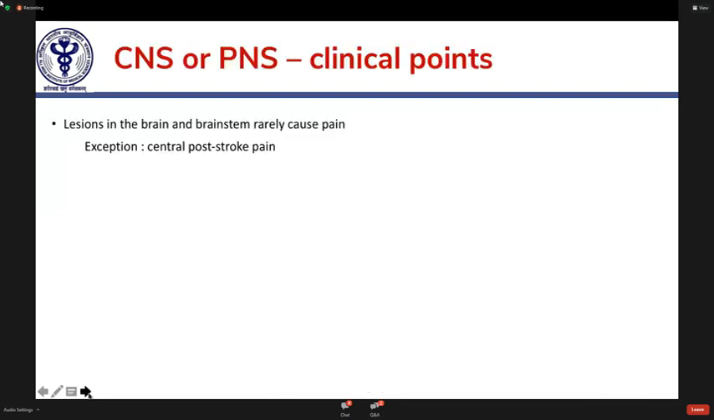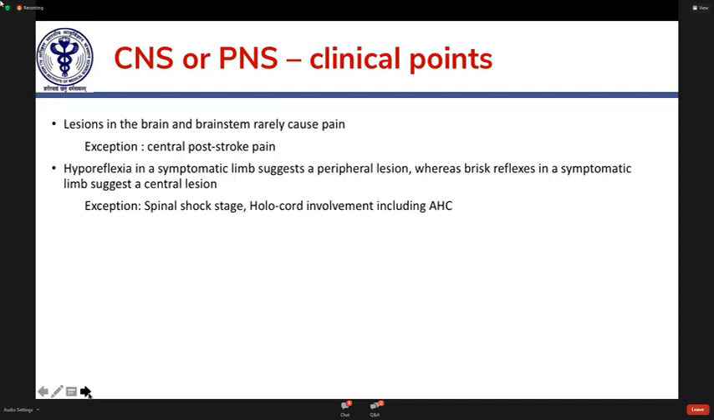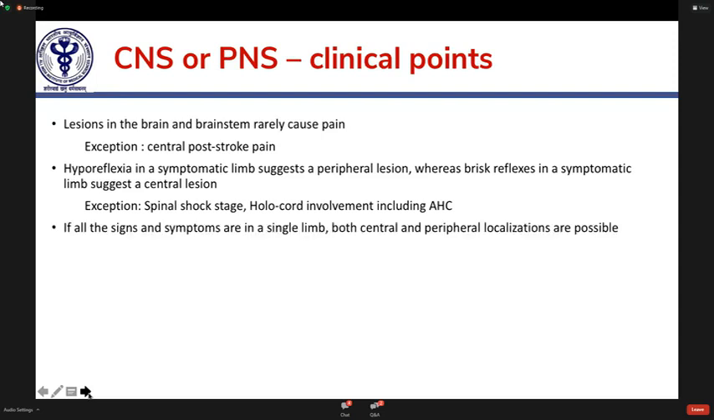Let's go one by one. CNS or PNS, clinical points. A lesion in the brain or brainstem is rare to cause pain, except for exceptions like central post-stroke pain. When there is pain, you think of a peripheral cause. Hyporeflexia in a symptomatic limb suggests a peripheral lesion, whereas brisk reflexes in a symptomatic limb suggest a central lesion or a coexisting central lesion. If all the signs and symptoms are in a single limb, both central and peripheral localizations are possible. Usually hemibody symptoms suggest a central localization. It's very difficult to get a peripheral localization with one side of the body fully involved.